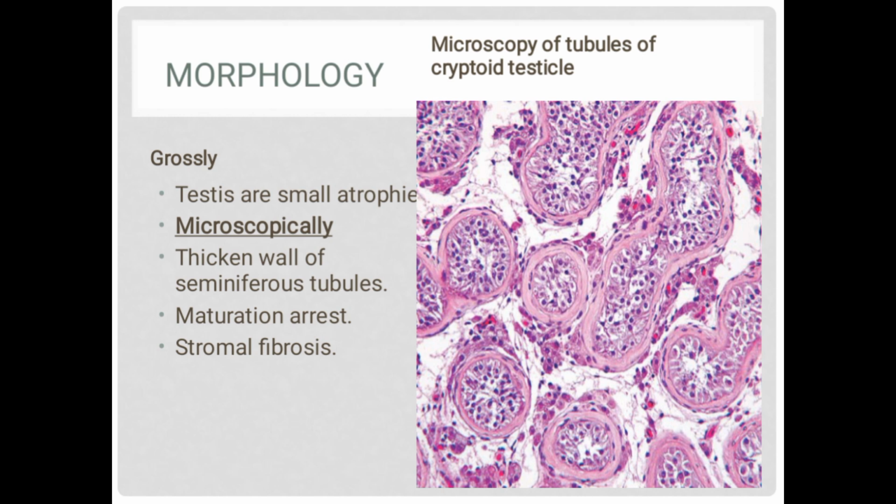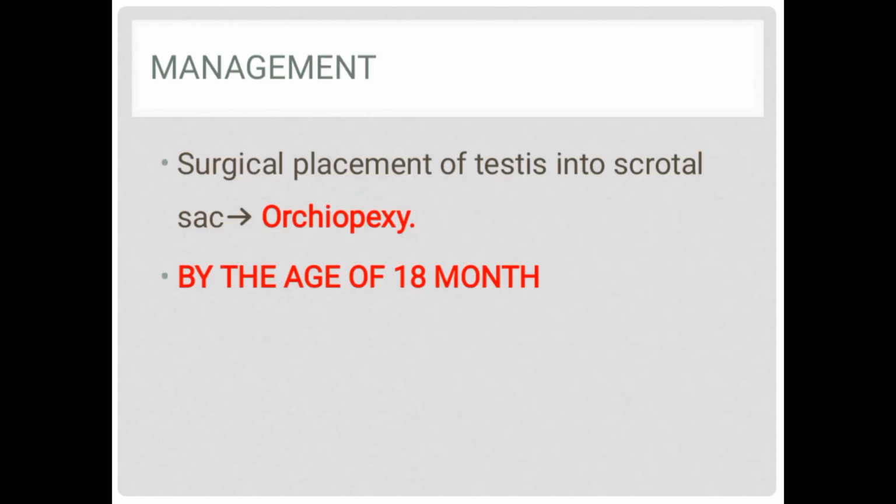Observe this morphology of the undescended testes under the microscope. Look at the difference from the normal picture we saw in the last picture. Look at the very atrophied testes, grossly small and atrophied. There is thickening in the wall of the seminiferous tubules. Look at the difference of the wall of the seminiferous tubules. There is maturation arrest, and there is stromal fibrosis. There are fibroblasts in the stromal cells.